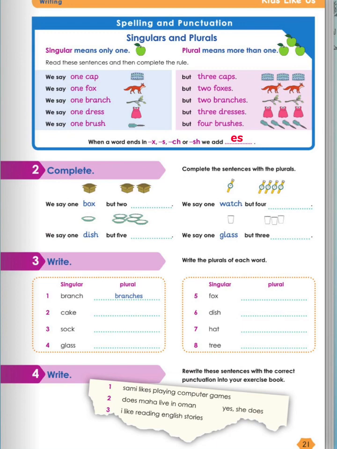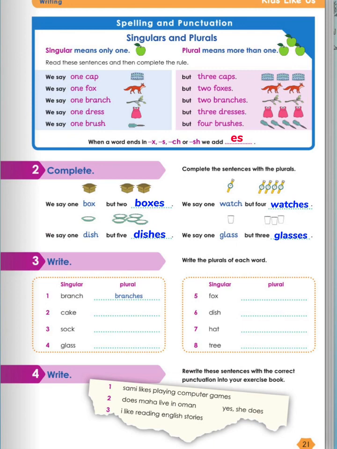Complete the sentences with the plurals. We say 1 box, but 2 boxes. We say 1 dish, but 5 dishes. We say 1 watch, but 4 watches. We say 1 glass, but 3 glasses.